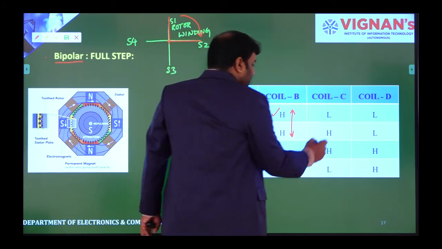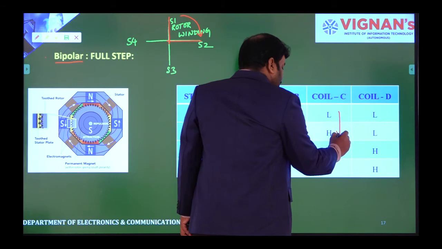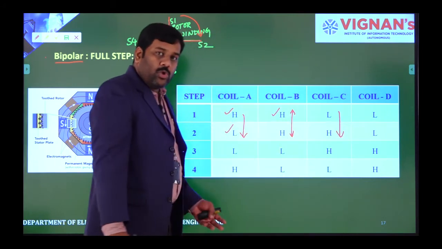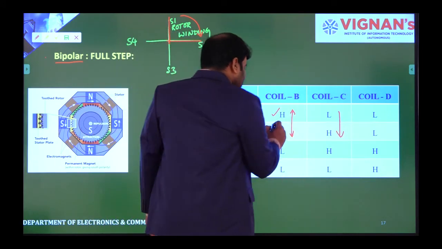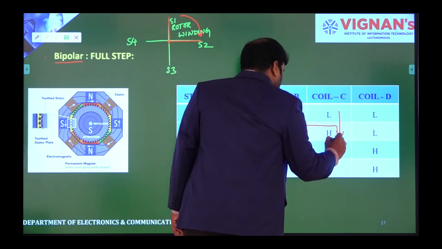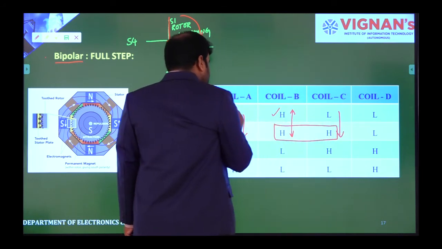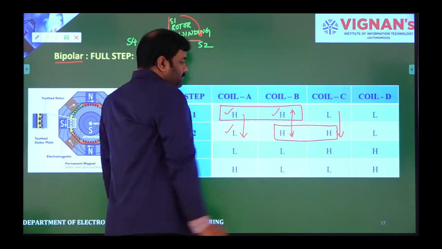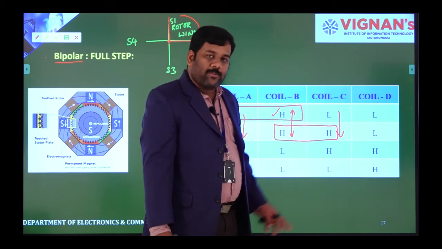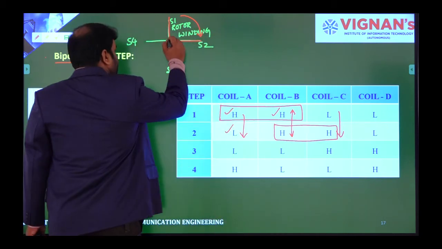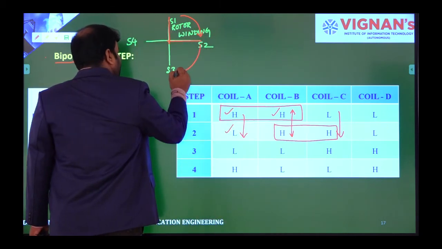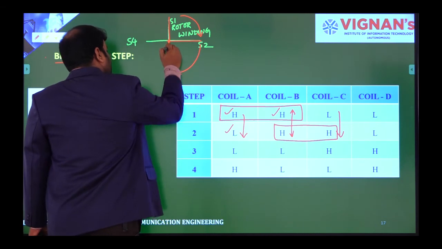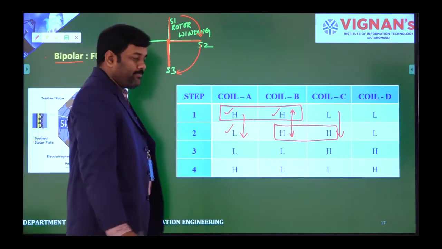And next, for the high support, I would like to change the coil C supply from low to high. Then obviously it is having 2 higher mode operations. Here also you have 2 higher mode operations. Whenever you are applying 2 higher operations, then the rotor will come from S2 to S3.